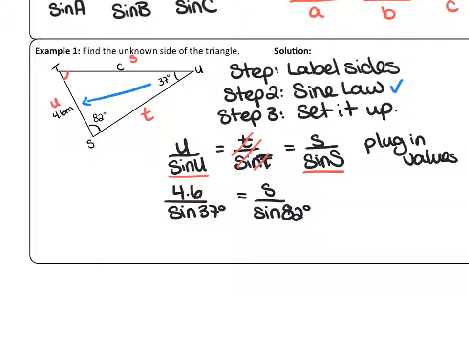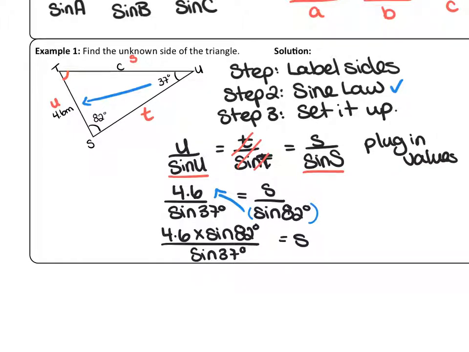Now, when we solve this, the reason I put it on top is because now it's really easy. All you're going to do is take the bottom of the one that you're trying to find and move it to the top. So this easily becomes 4.6 times sine 82 divided by sine 37.